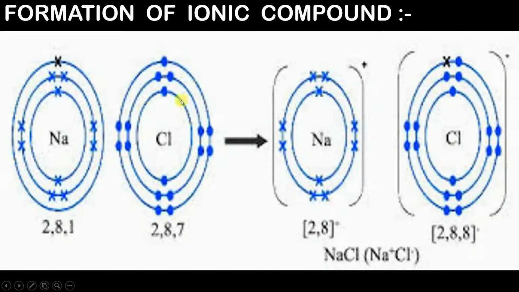So during the formation of an ionic compound, it is easier for us to distinguish which atom is undergoing oxidation and which atom is undergoing reduction. But what happens during the formation of molecular compounds? Let's understand.